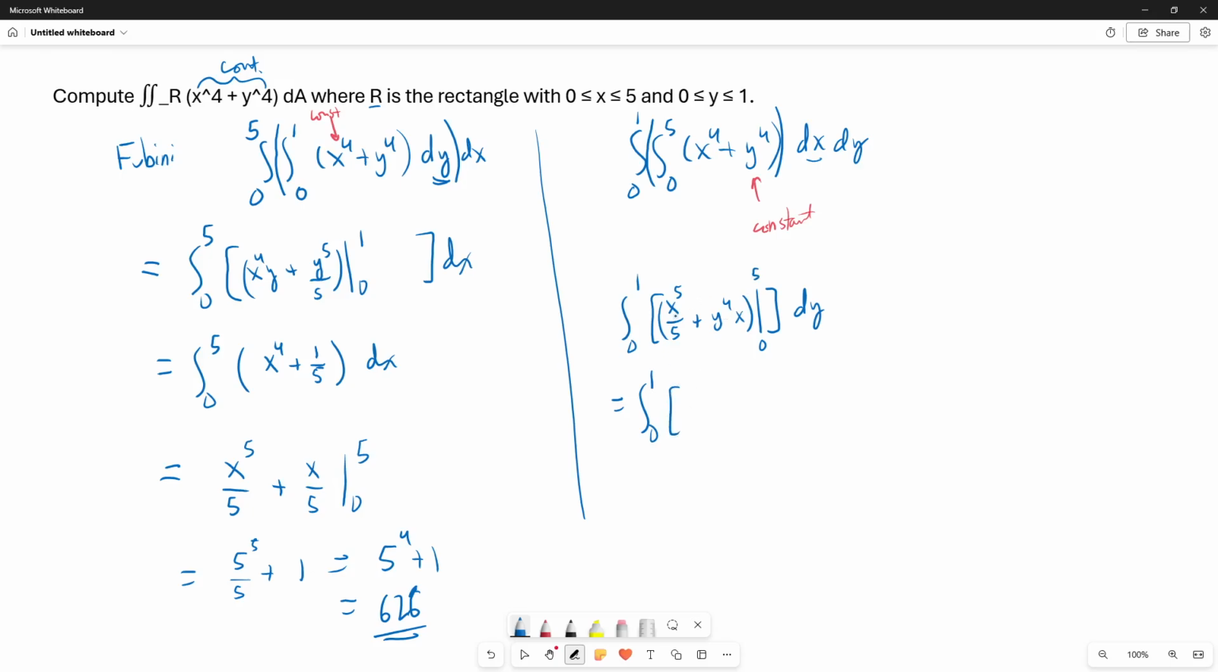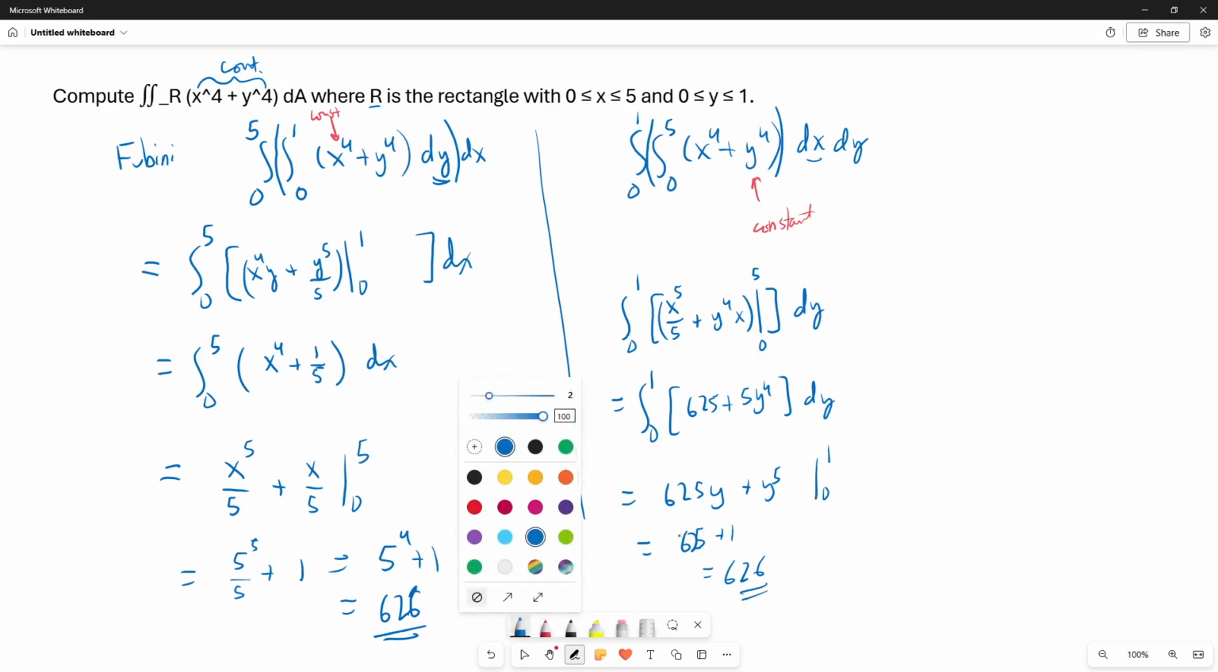So when we plug in 5 for x, 5 to the fifth over 5 is 5 to the fourth as we did here, and that's 625. And then plus 5y to the fourth. And when we plug in 0, we'll get 0. So we want to integrate from 0 to 1, 625 plus 5y to the fourth dy. And that's 625y plus y to the fifth. From 0 to 1, we plug in 0 and get 0. And we plug in 1 and we get 625 plus 1, which is 626 again. And that ends the problem.